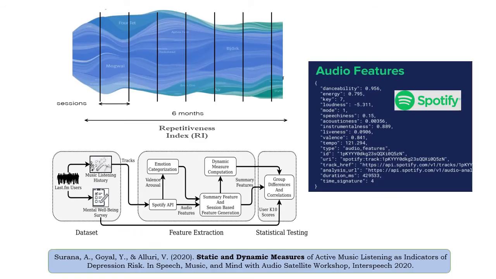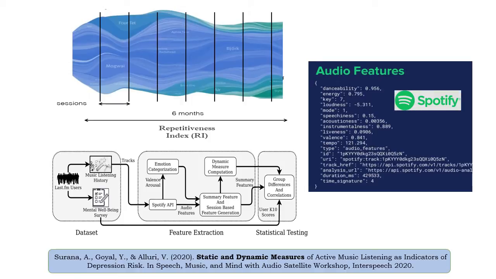The other study, that is static and dynamic measures of active music listening, it looks at how users' music consumption varies with time. So this study used 11 acoustic features obtained using the Spotify API, and it looked at them in a static overall sense and also in a dynamic time varying manner, along with other measures like repetitiveness in the music listening behavior. And for this purpose, the user's listening histories were divided into sessions of music listening.